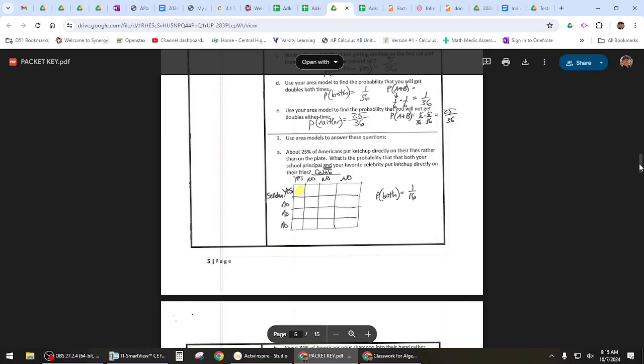I got 1 out of 64 because it says what's the probability that both your school principal and your celebrity, and I read that as 2 principals and 1 celebrity. Oh, okay.